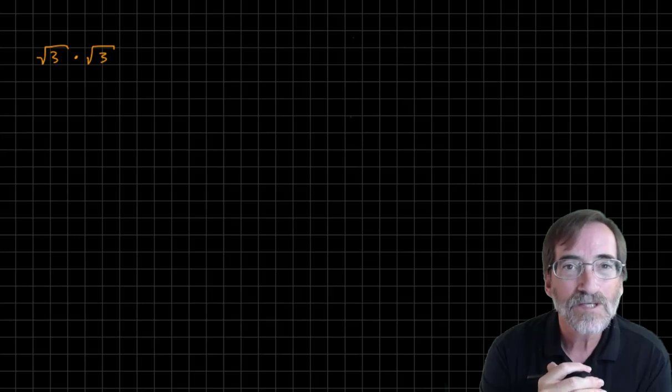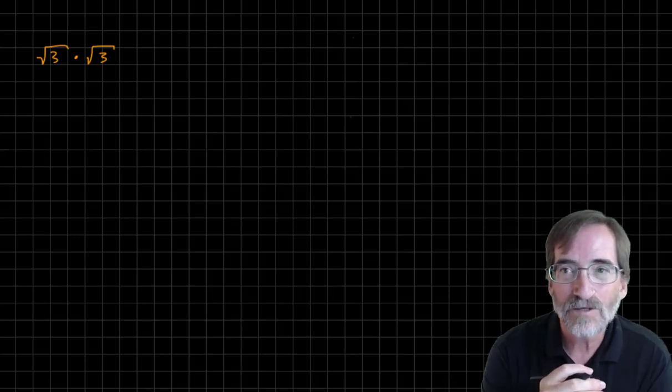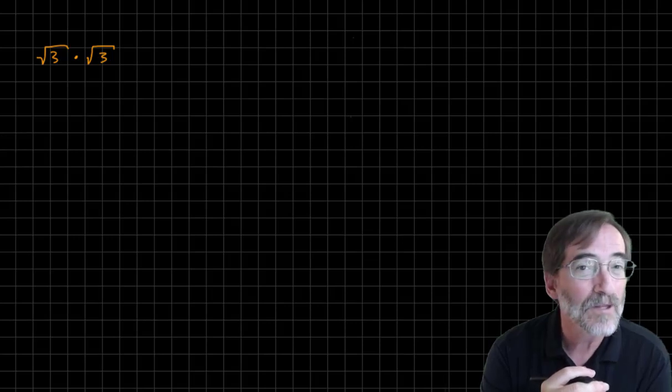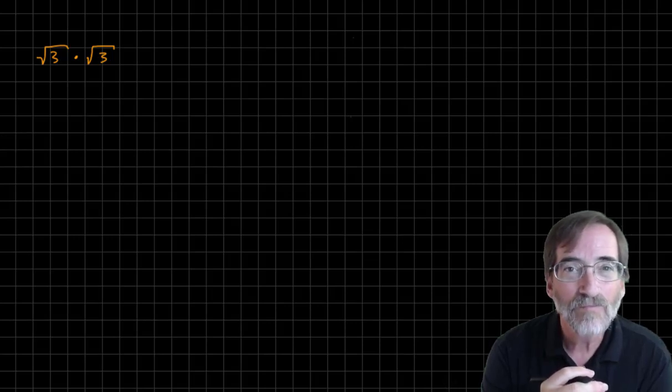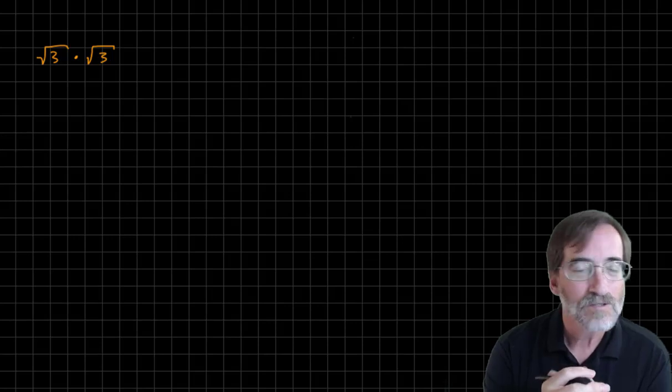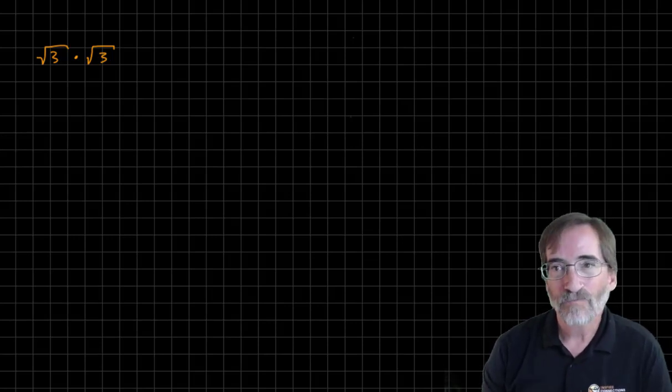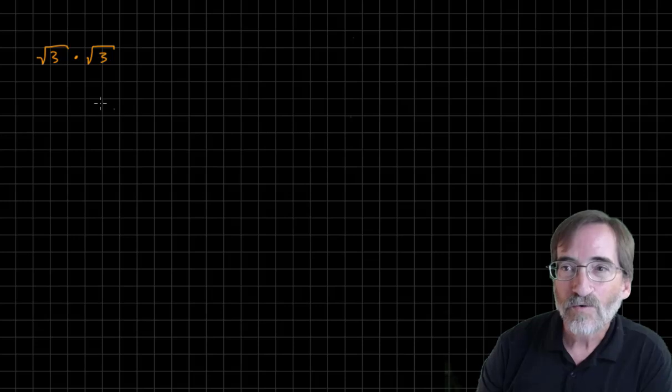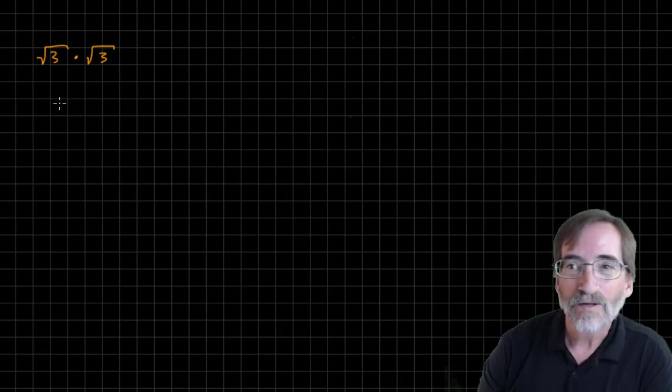I hope to present a couple of ways to look at these. These are examples given in the lesson, but I'm going to solve them the way they did in the lesson and explain their method, but I will also show you some alternative ways to look at it as well. First one, square root 3 times square root 3.